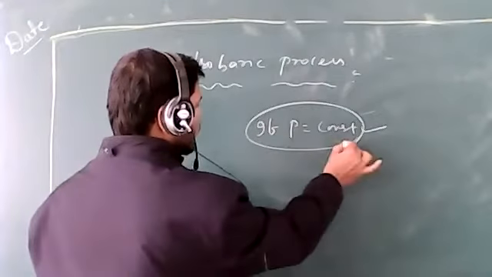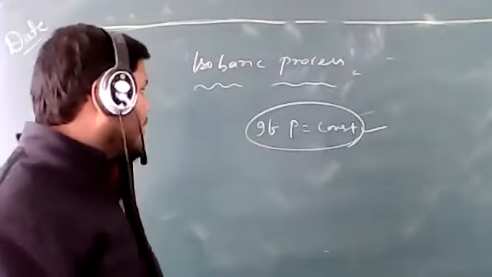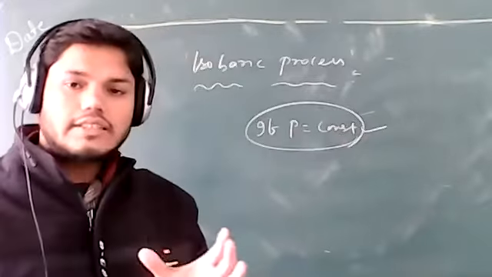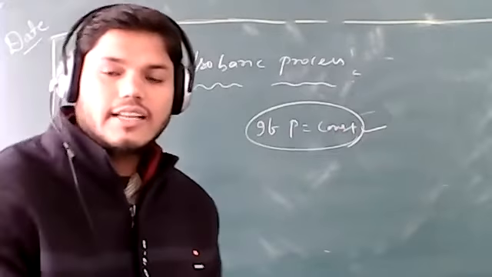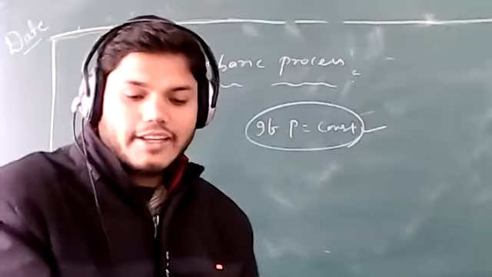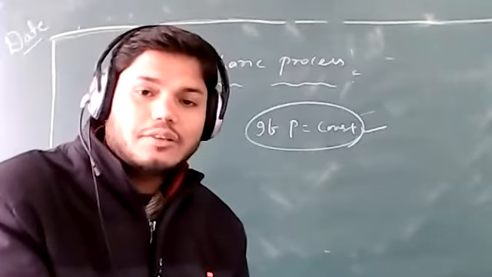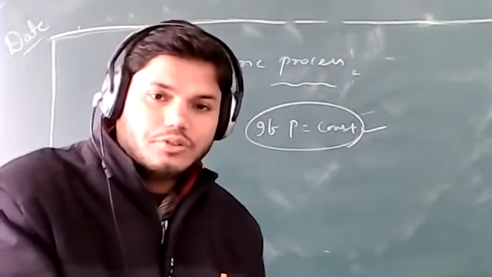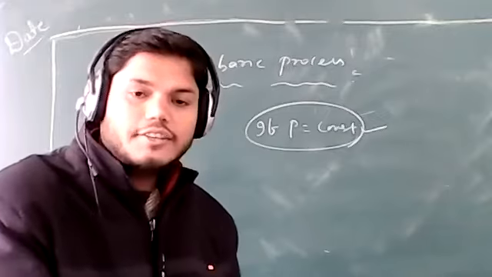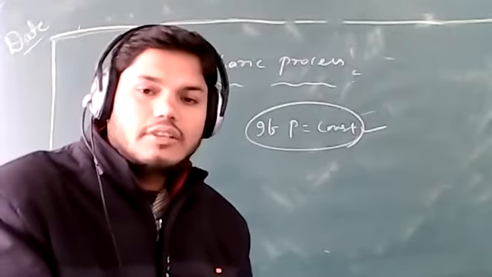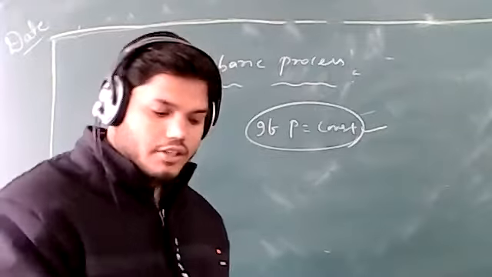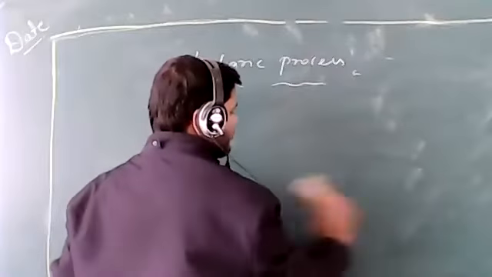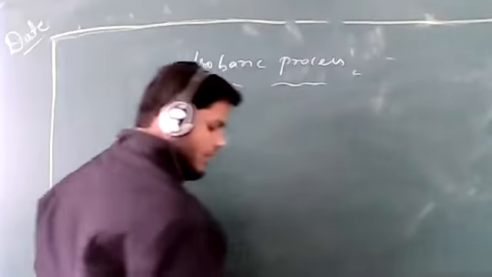So if P equal to constant, P equal to constant means the pressure throughout the system is constant, then the process is called the isobaric process. This type of process is called what? Isobaric process. In this process, how can you apply the first law of thermodynamics? We know that the first law of thermodynamics means Q equal to delta U plus W. How can we apply it in this particular isobaric process?